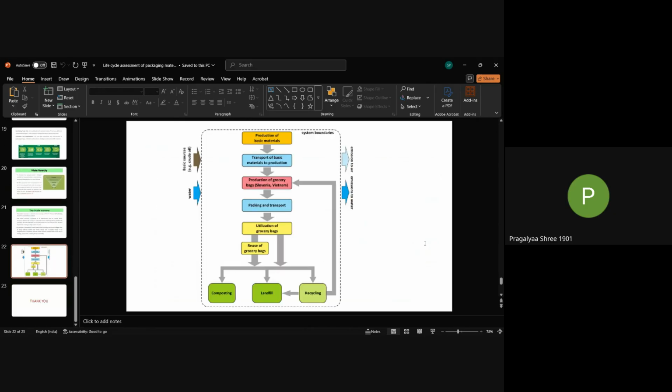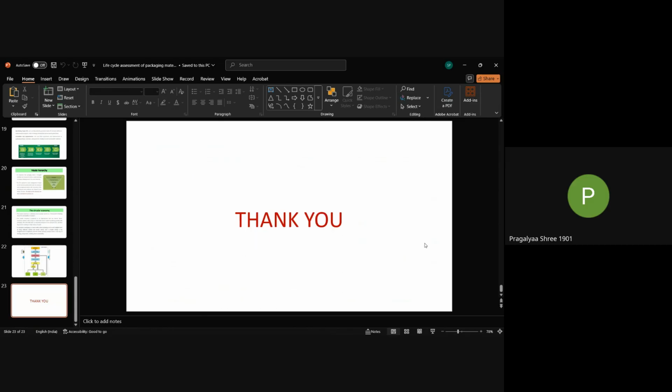Okay, so this is a picture which shows the circular economy principle.